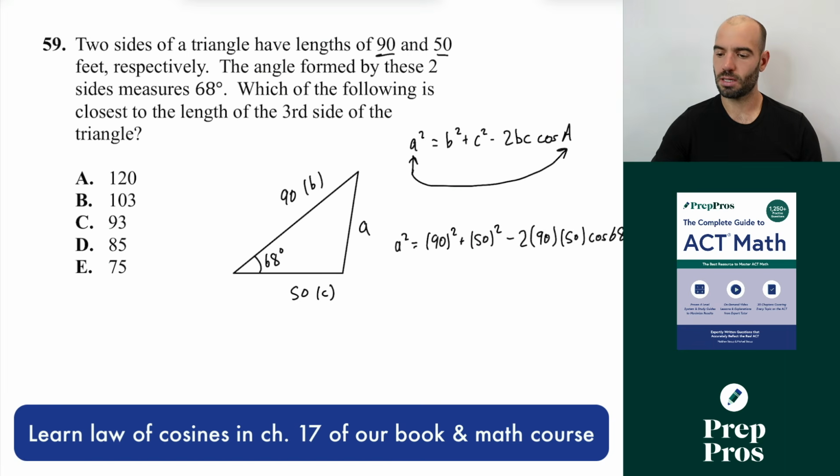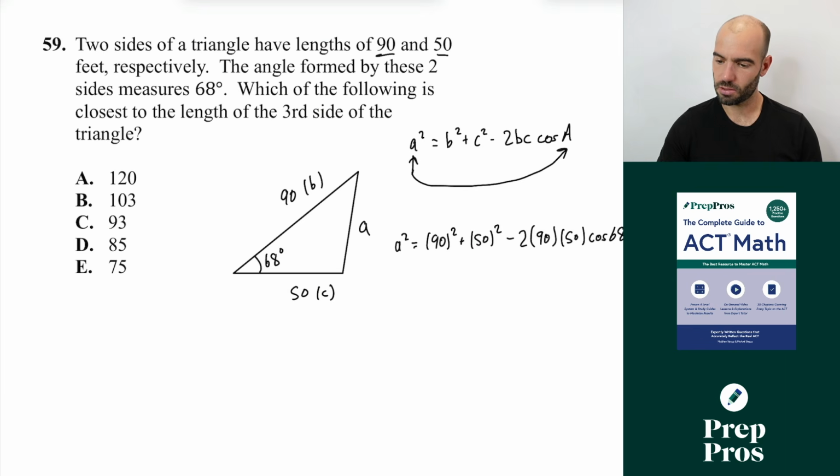So now all we need to do is basically just use the calculator and solve. So we're going to do 90 squared plus 50 squared. I'll just do it out to make it a little bit easier. First one big step. So if we do that, we get 10,600 minus 2 times 90 times 50 is going to be minus 9,000 times the cosine of 68 degrees. That's equal to our a squared. We can solve that all out actually.